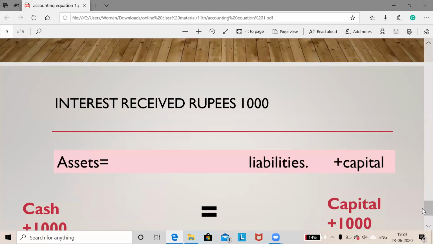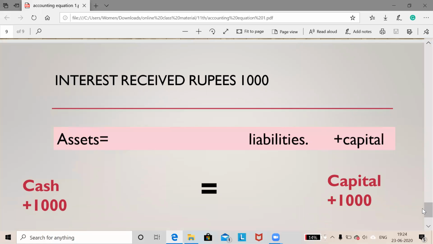See the next one: interest received, rupees 1000. So what comes in? We have three rules we already studied: real account, nominal account, personal account. So under real account, what comes in debit? Interest received. So the amount, rupees received. So on the asset side, cash plus 1000. In the same way, capital plus 1000.